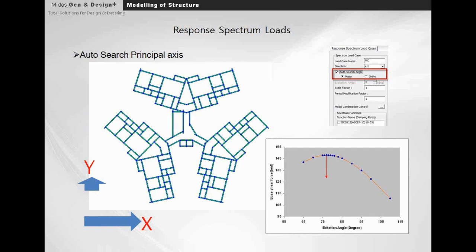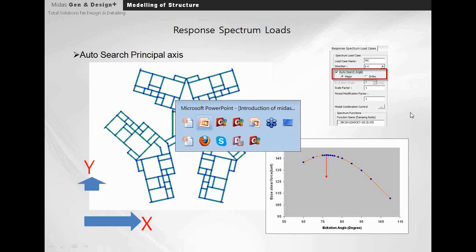Midas Gen automatically finds out that angle for you. All you need to do is select the auto search angle. You will see the highlighted red box on your screen, and I'll show you just now how you can use it. You just need to select in which direction you want to check, like the major direction, the X, or the ortho direction, and Midas Gen will automatically calculate the excitation angle for you.